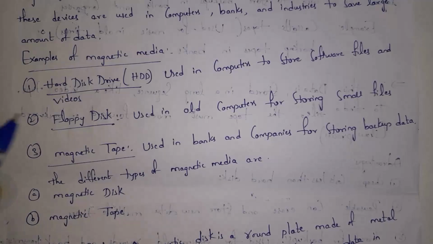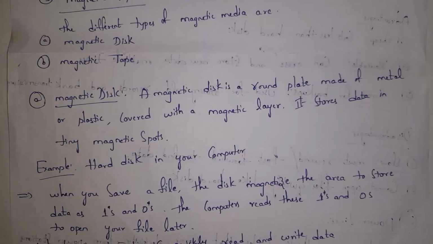And the second one is the floppy disk. Guys, in older computers, we used floppy disks for storing small files. And the third one is magnetic tapes. Guys, in olden days in banks and software companies, we used magnetic tape for storing data. Guys, there are two types of magnetic media. One is magnetic disk and the second one is magnetic tape.